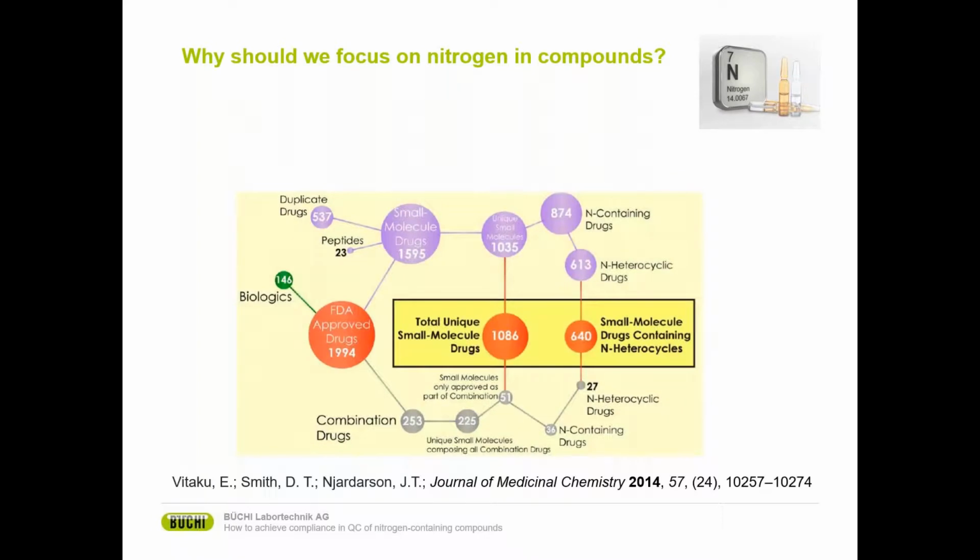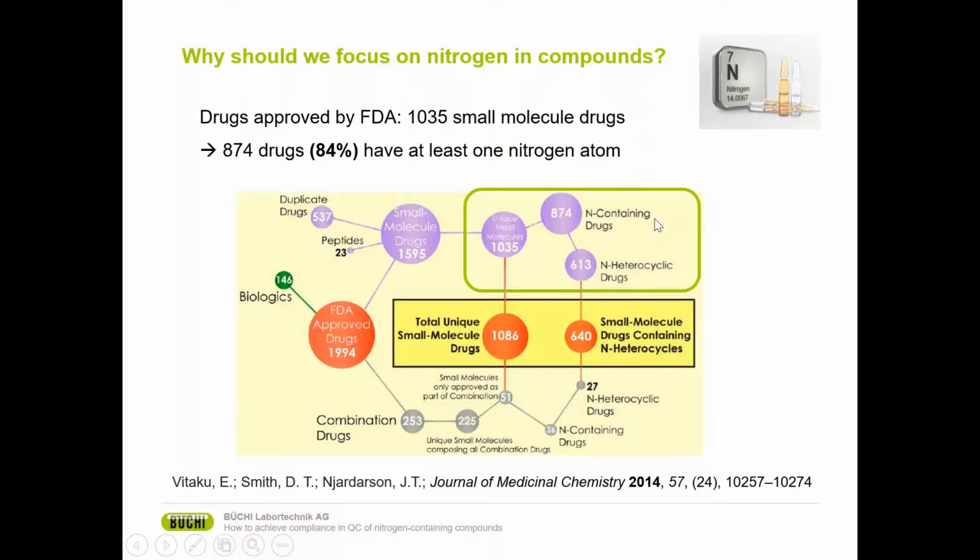In order to answer this question, I brought an image from a paper from the Journal of Medicinal Chemistry, where they examined almost 2,000 FDA-approved drugs and focused on more than 1,000 unique small molecules, and found out that more than 870 of those do contain at least one nitrogen atom, which means that's approximately 84% of all these drugs that are approved by FDA. And you see that once you have a nitrogen atom in your chemical structure, it is eligible for the Kjeldahl method itself.